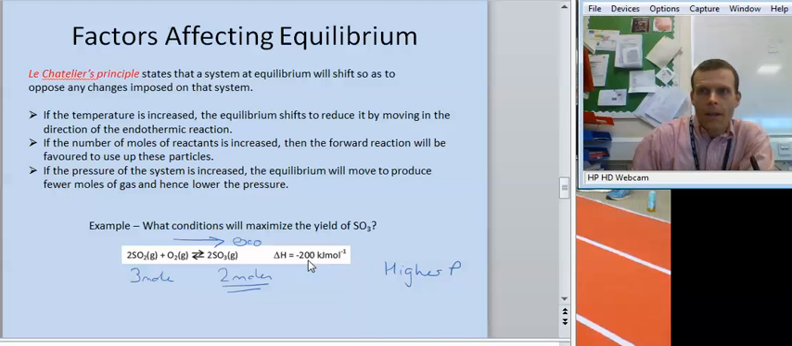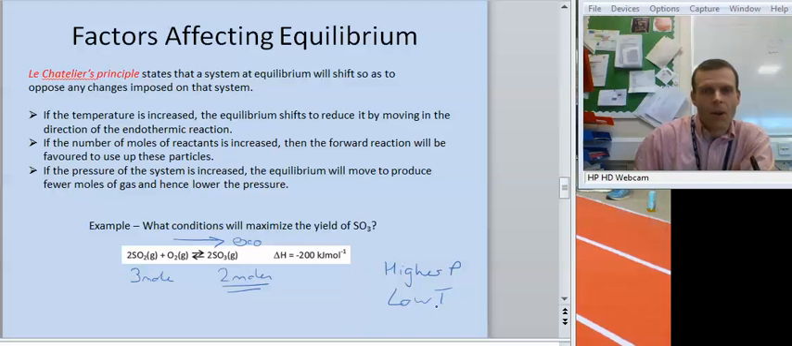So we need a low temperature, right? That's going to encourage it to move in its exothermic direction. A low temperature means that your reaction is going to try and heat things back up again, and it can release heat by moving in its exothermic direction. So we're looking at having a low temperature.